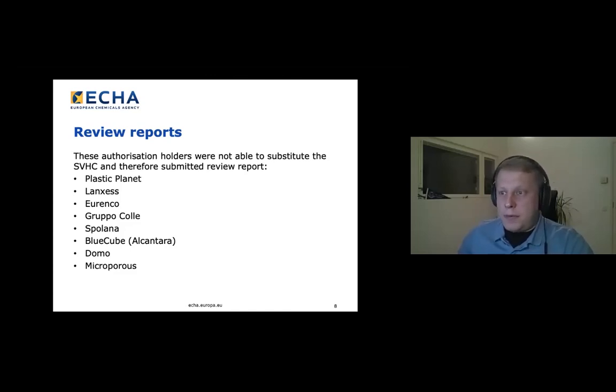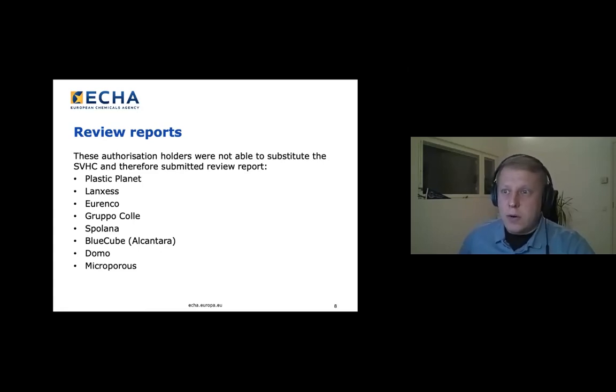That is why they provided the review report, whilst the other companies that were with them did not. Vinyloop sent a letter to the Commission and ceased operations. The third company was Stena, and they have never actually used the substance. They applied for authorization, but then ended up not using it, and that's why they haven't submitted a review report, whilst Plastic Planet has. However, they are part of one application, so it makes it a little bit difficult with the statistics that I presented earlier. I'll move on to the next group of companies.